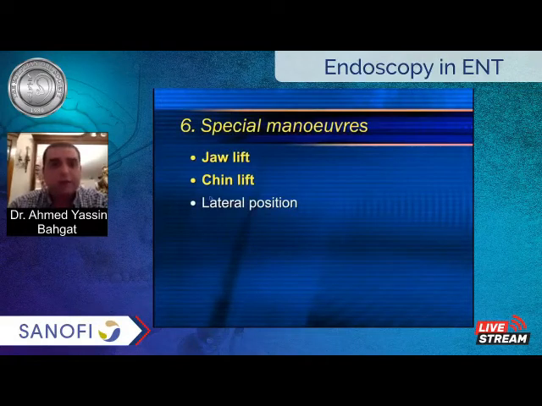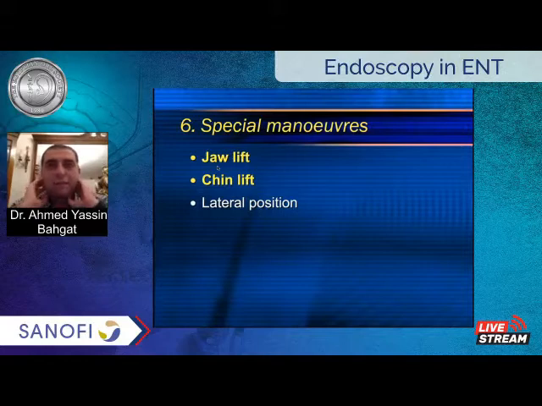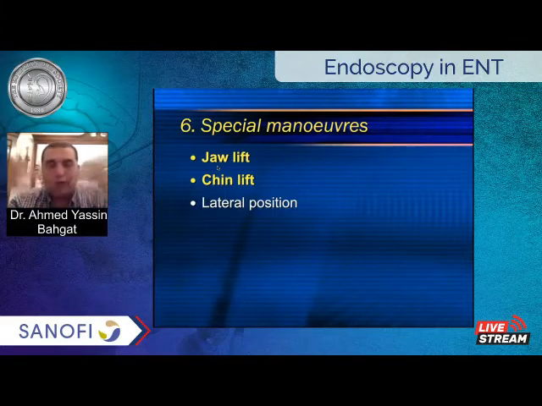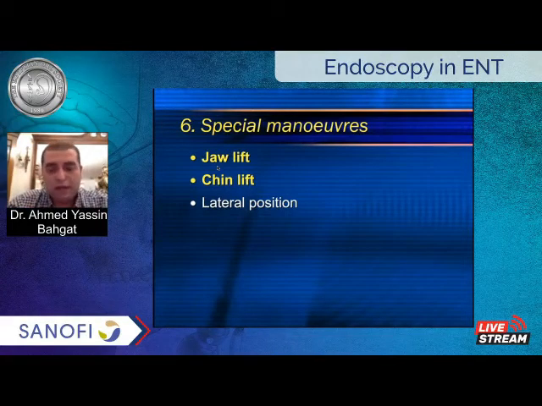Before finishing the sleep endoscopy, we have to do some maneuvers. These maneuvers will give you an idea about the success of your treatment. Like jaw lift, we lifted the jaw anteriorly, not maximum lift of the jaw, because maximum lift will cause the awakening of the patient. It will open their way, but it will awaken the patient. We just pull anteriorly the jaw, because if it's okay, it will give you an idea that the oral appliance will be a good therapeutic option for the patient.